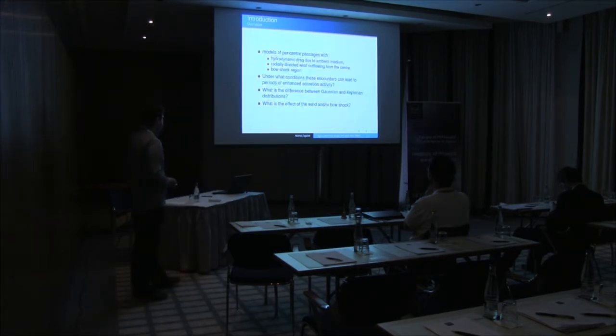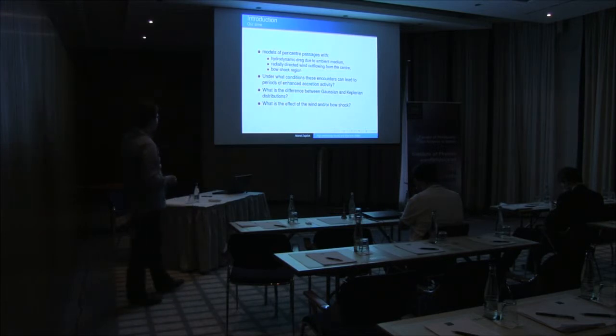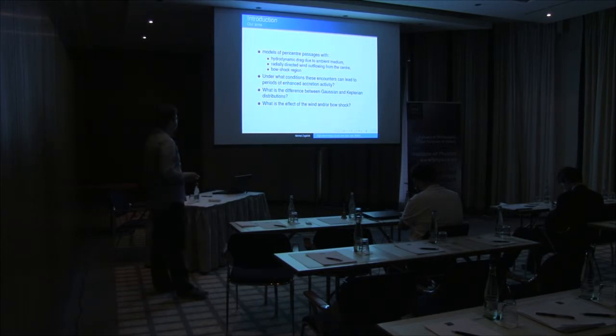Others claim that there should be a star embedded. And the aims of our work were models of pericenter passages with the involvement of hydrodynamic drag due to the ambient medium, radially directed wind outflowing from the center as well as from the star, and the bow shock region that may form near the pericenter. Then we also asked under what conditions these encounters can lead to periods of enhanced accretion activity, what the difference is between Gaussian and Keplerian distributions, and also what the effect of wind and bow shock is.